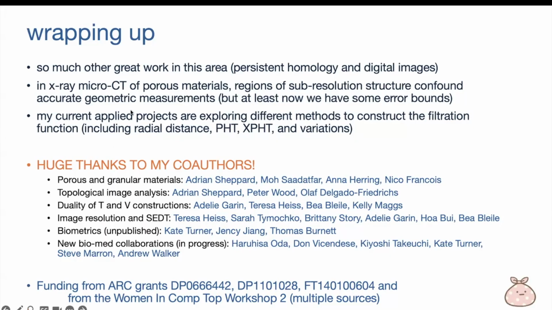A lot of my current applied projects are focusing more on how to design nice filtration functions that capture the data in a way that will be useful to the scientists. That's the really fun part of applied work: working with the application domain and adapting your methods so that they do something good.